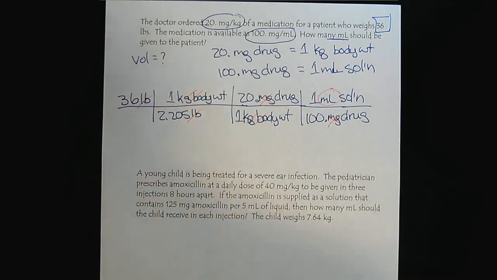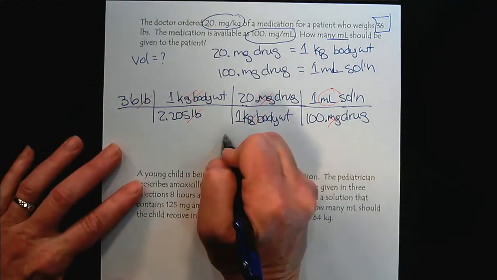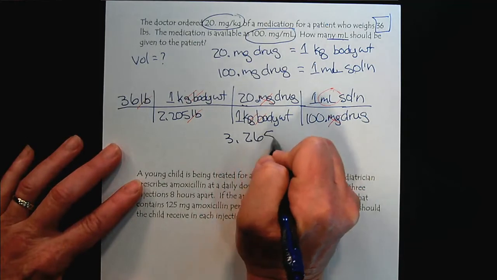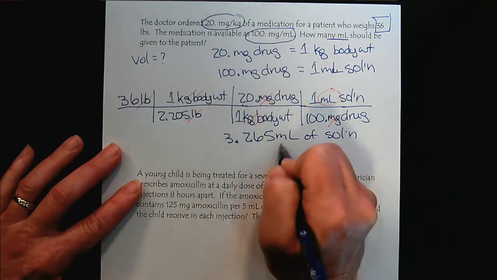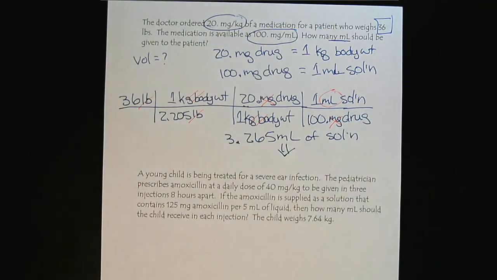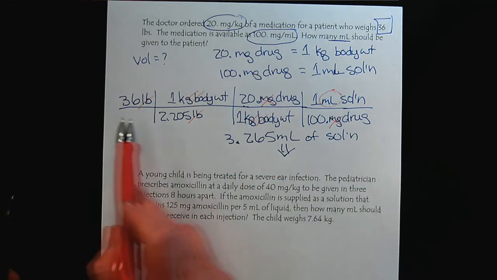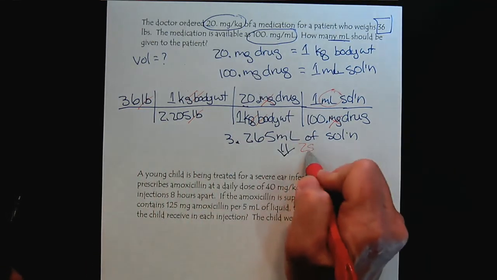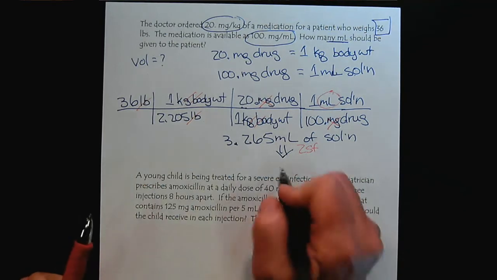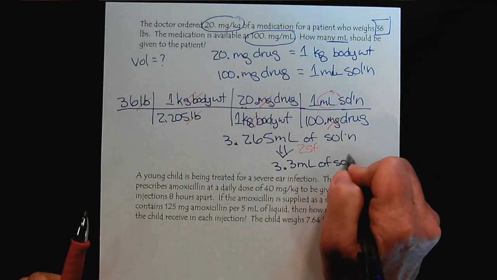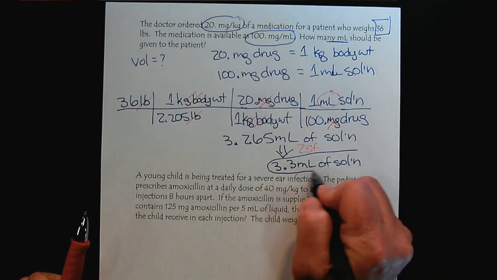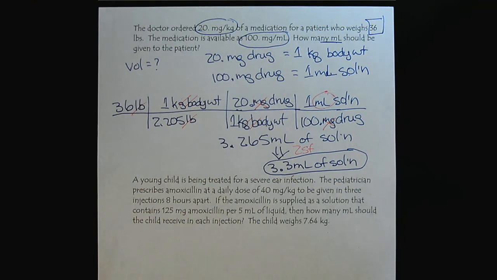And the result we get from the calculator is 3.265 milliliters of solution. And so now we take a moment to report the answer using correct sig figs. And so this final answer should be reported to 2 sig figs. And so the final result would be 3.3 milliliters of solution. Alrighty.